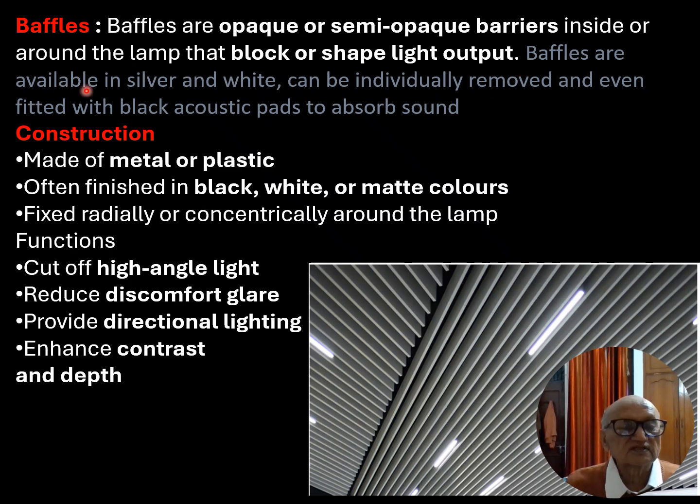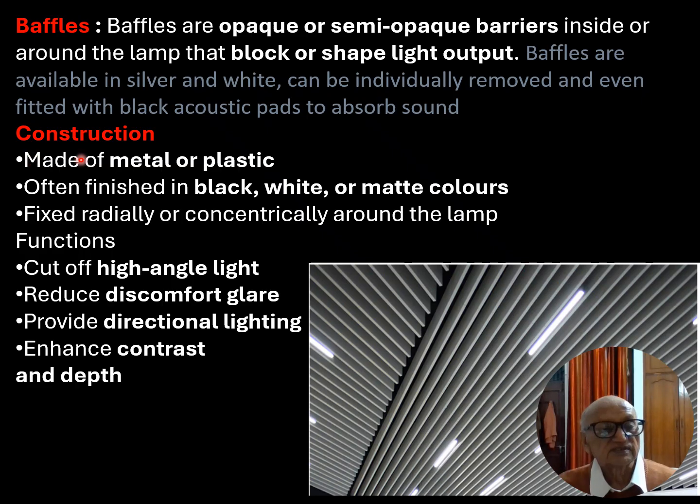Baffles are available in silver and white, can be individually removed and even fitted with a black acoustic pad to absorb sound. So this baffling is primarily used for acoustic purposes, for sound control, for diffusing sound uniformly in an area, but it is used here for lighting purposes also.